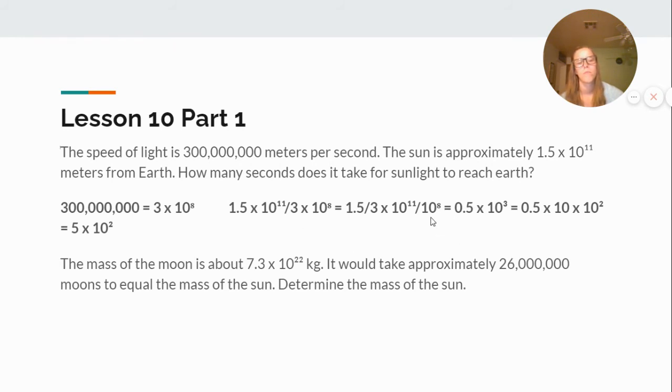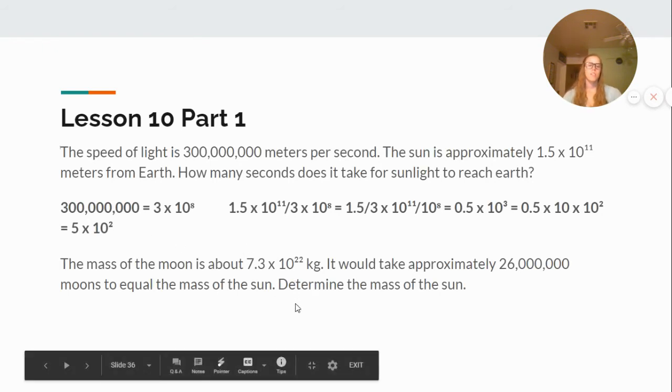So we get 1.5 divided by 3 times 10 to the 11th divided by 10 to the 8th. 1.5 divided by 3 is 0.5. And 10 to the 11th divided by 10 to the 8th is 10 to the 3rd. But this is not properly in scientific notation. So we take 0.5 times 10 times 10 to the 2nd, and we get 5 times 10 to the 2nd.